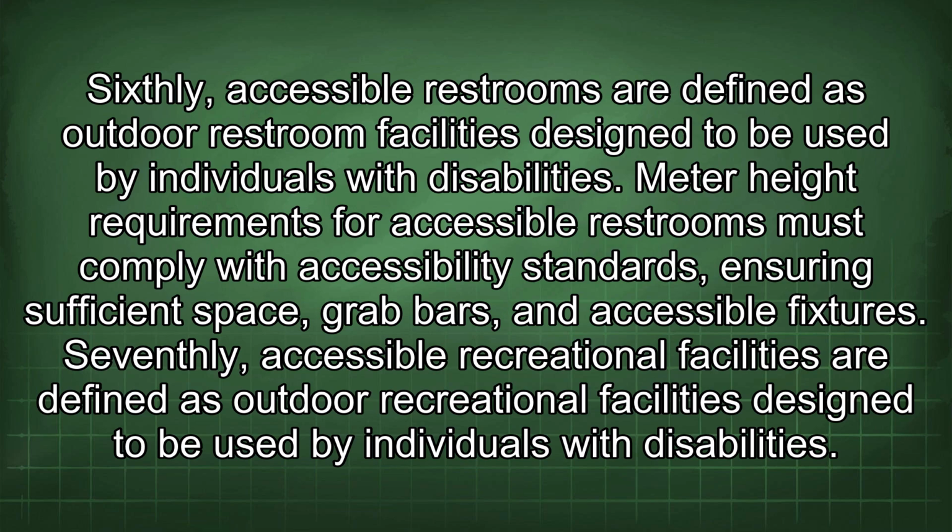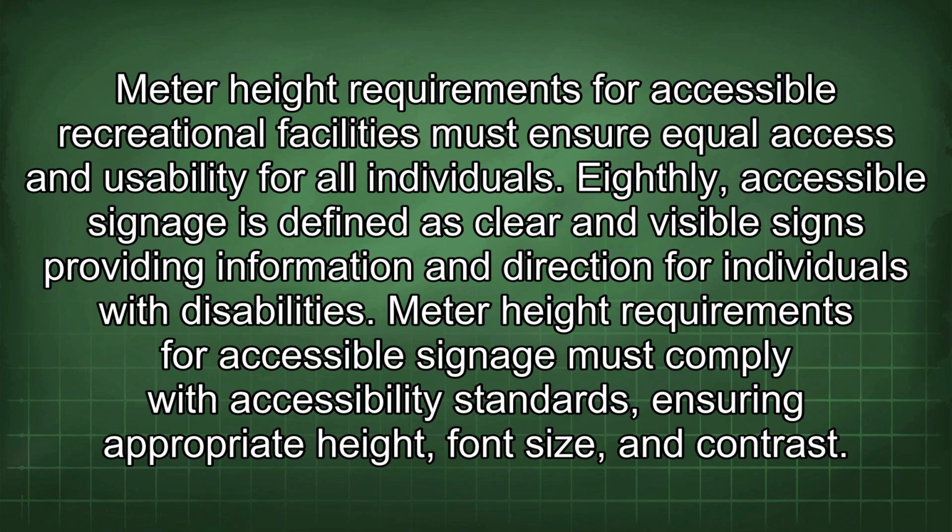Seventhly, accessible recreational facilities are defined as outdoor recreational facilities designed to be used by individuals with disabilities. Meter height requirements for accessible recreational facilities must ensure equal access and usability for all individuals. Eighthly, accessible signage is defined as clear and visible signs providing information and direction for individuals with disabilities. Meter height requirements for accessible signage must comply with accessibility standards, ensuring appropriate height, font size, and contrast.